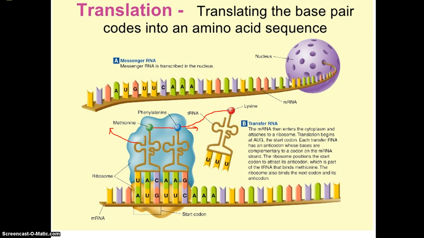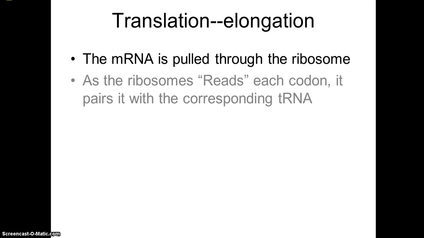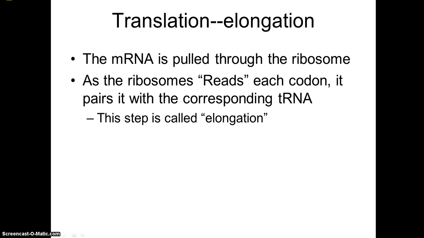And we're already starting to make a polypeptide. We made a 3 amino acid polypeptide chain here. Methionine with a phenylalanine with a lysine. And this just keeps going like this. And we're going to talk about when it knows to stop in just a minute. So that step that we just talked about after initiation, after the ribosome is docked with the AUG, is called elongation. The mRNA gets pulled through the ribosome. The ribosome reads a codon, matches a tRNA, makes the peptide bond, reads the next codon. So that's what this says here. As the ribosome reads each codon, it pairs it with the corresponding tRNA. That step is called elongation.